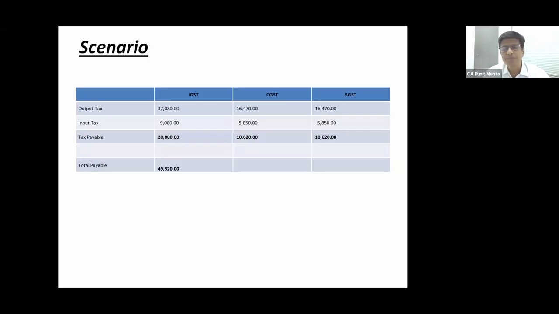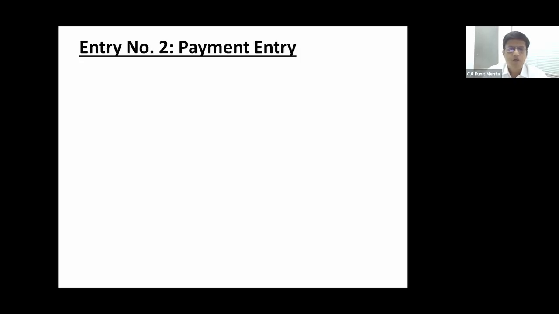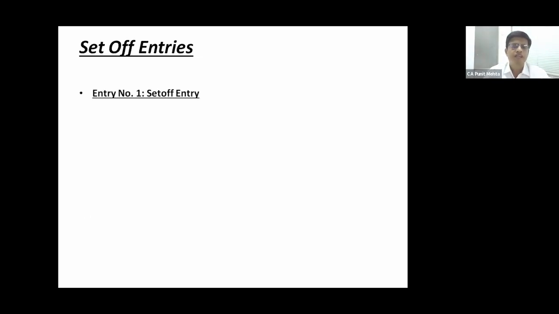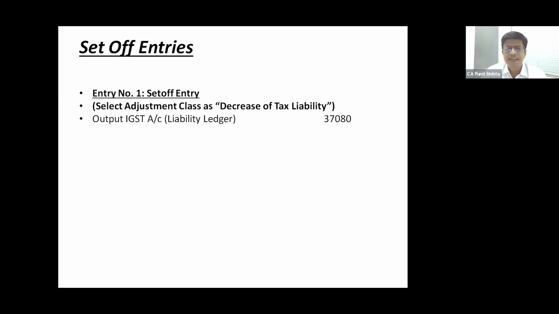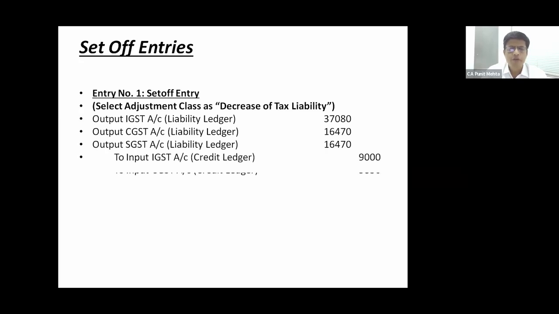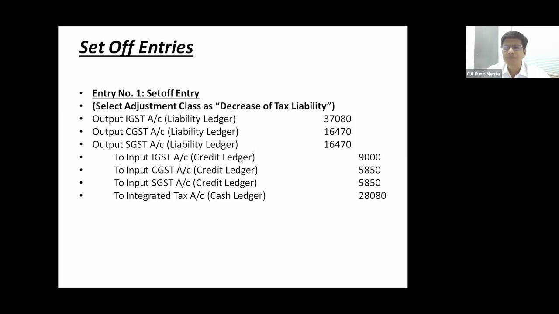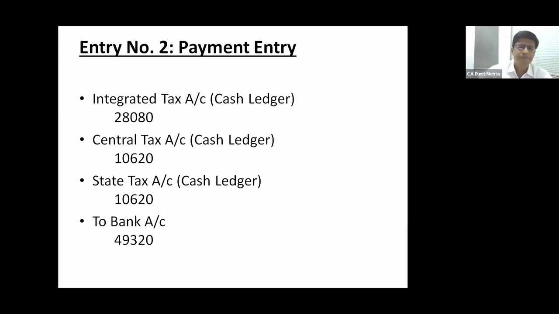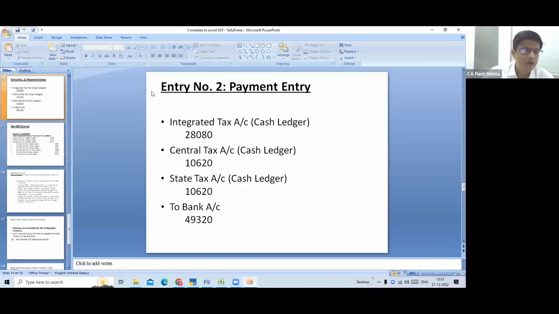Okay, coming back to our example, the monthly adjustments have to be made. So breakup of CGST, SGST, some example I have taken up. Second entry number 2 has come. Actually, this should be the first entry. Select adjustment class, decrease of tax liability. Then select the output ledger accounts, to input ledger accounts. Okay, this is just an example that I've already created and I'm showing it to you. To central taxes, the final, which is a cash ledger. And then this is the first entry and the second entry after this is a payment entry. Okay, so this is how one can get into it.